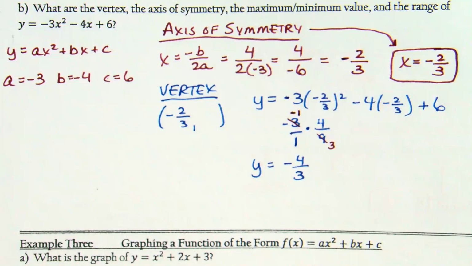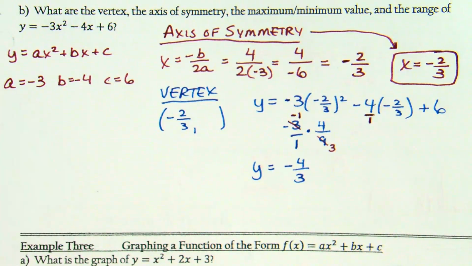Okay, next part. Minus 4 times minus 2/3. How do we make 4 a fraction? 4 over 1. Can I cross cancel here? Nope. 4 and 3 don't cross cancel. 2 and 1 don't cross cancel. So negative 4 times negative 2 over 1 times 3 becomes 8 over 3. And then it says plus 6.